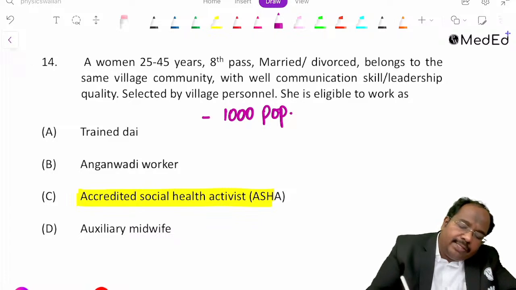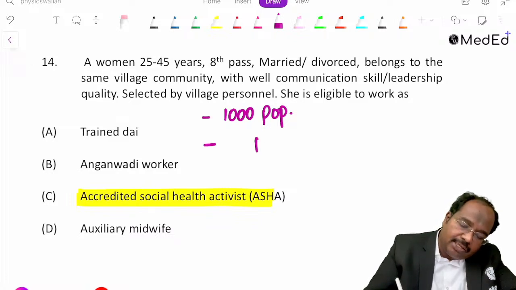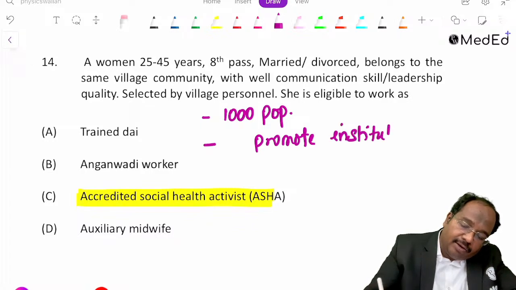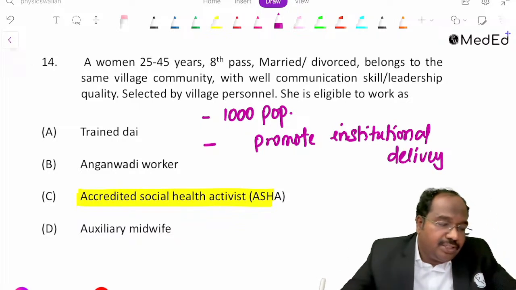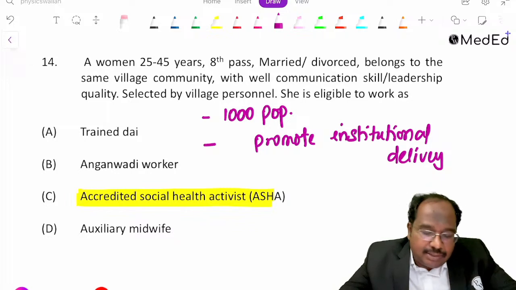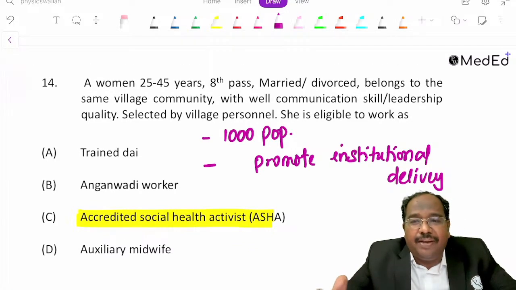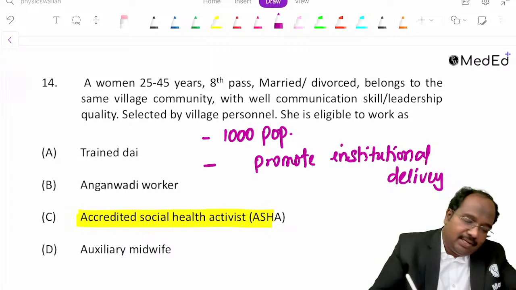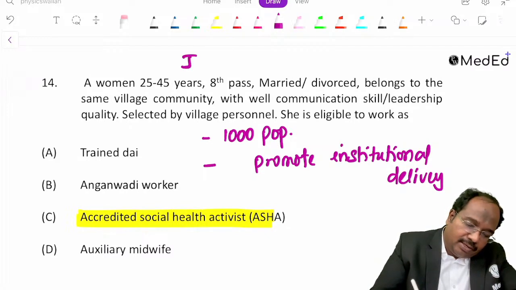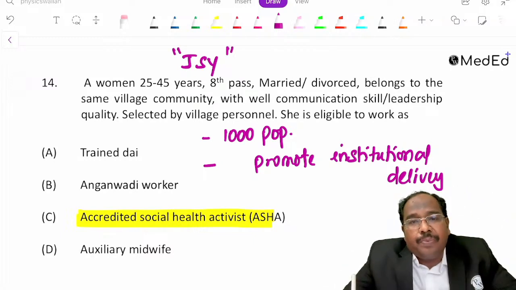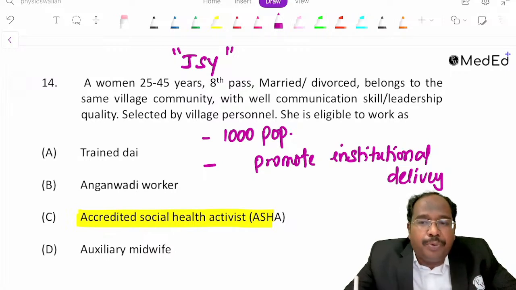So what is her job responsibility? She has to promote institutional delivery. She's part of which program? Can anyone tell me? What is the name of the program? Yes, the name of the program is JSY, Janani Suraksha Yojana.